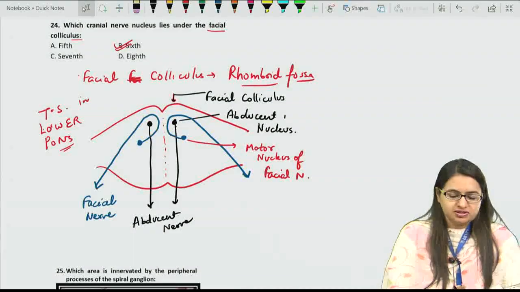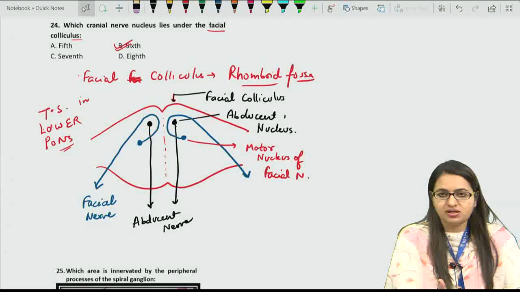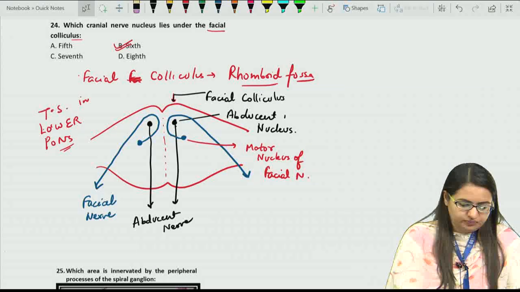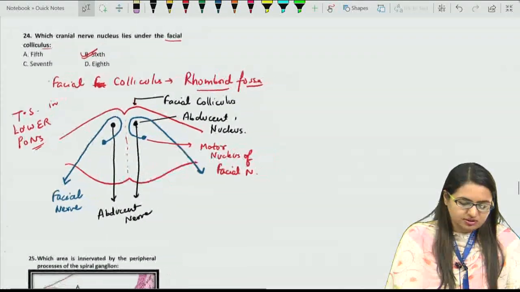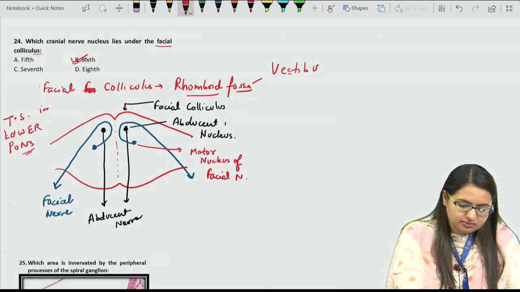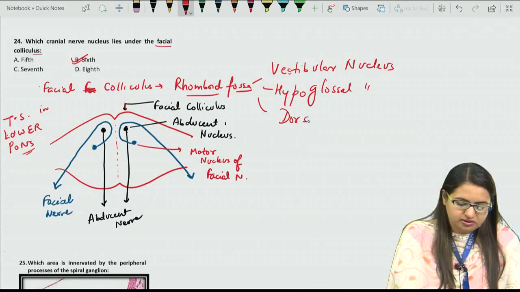Now the other nuclei present in the rhomboid fossa apart from the abducent nucleus: we have the abducent nucleus, which is just deep to the rhomboid fossa. Apart from this, the vestibular nucleus in the vestibular area, the hypoglossal nucleus in the hypoglossal triangle, and the dorsal nucleus of vagus present just beneath the vagal triangle. So all these nuclei are present in the rhomboid fossa.